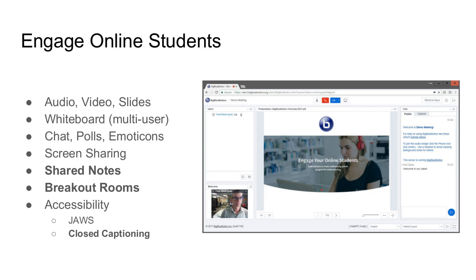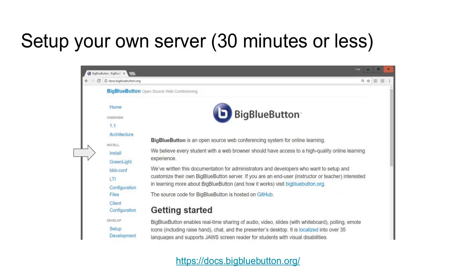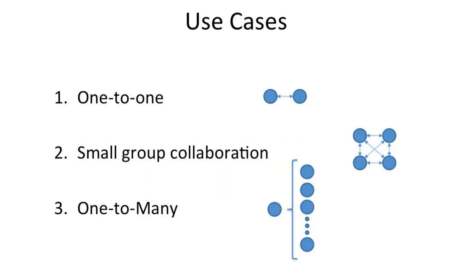So for us, the measure is to engage students, and the context obviously could be an online class, a virtual conference, a tutoring session, or a business collaboration as well. It's going to be this same sharing of audio, video, slides, chat. We now have multi-user whiteboard, polls and emoticons, screen sharing, shared notes, breakout rooms, and accessibility support as well. You can set up your own BigBlueButton server in 30 minutes or less. Just go to our docs page, click on install, and you'll have it up and running pretty quick. Everything you see here, you can do.